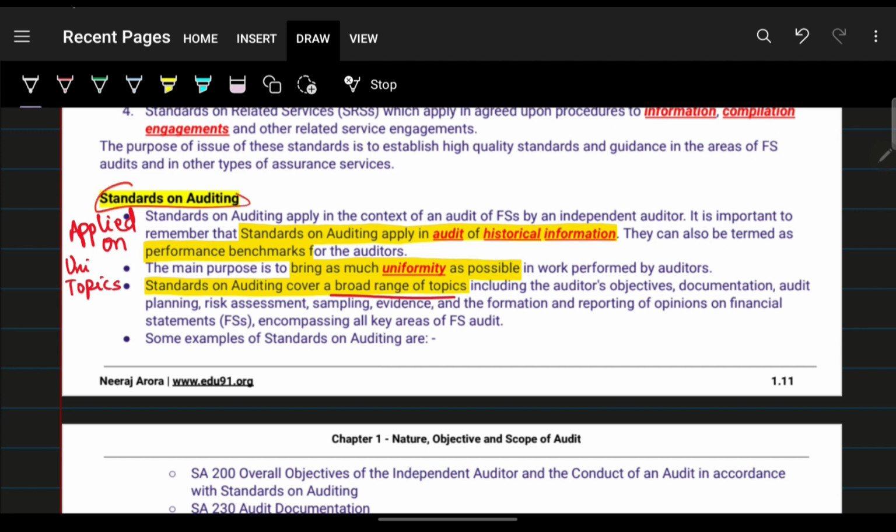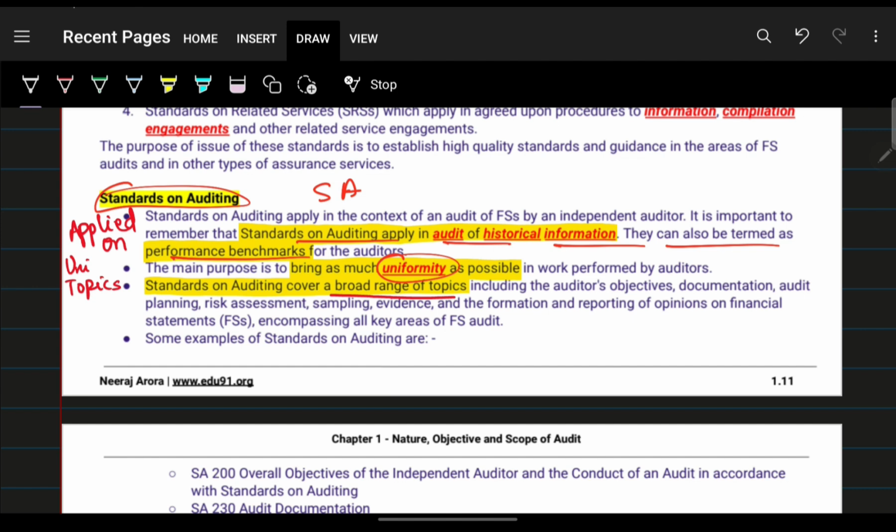Next, standards on auditing are SAs. Standards on auditing apply in audit of historical financial information. They can also be termed as performance benchmarks. They bring uniformity.